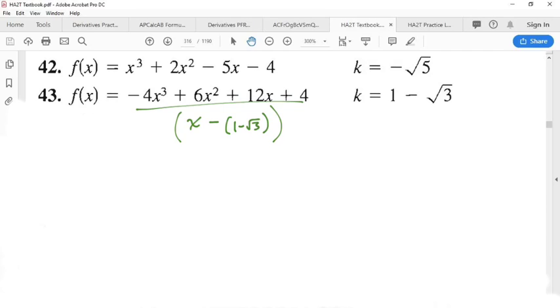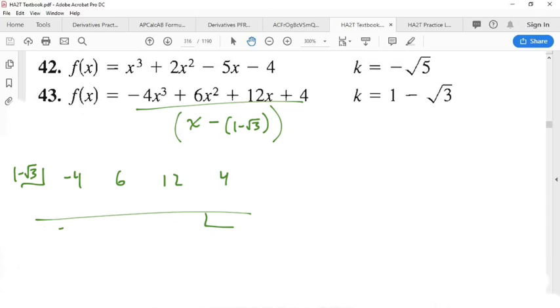All right, and so if you know, we're doing the fundamental theorem of calculus, it says that we can divide this because this is a 0. We can divide this by this factor right here. Let's go ahead and use our synthetic division action. So we have 1 minus rad 3. We got negative 4, 6, 12, and 4. We have no missing terms, so we can just get busy with this.